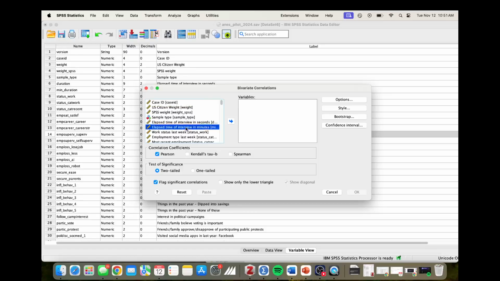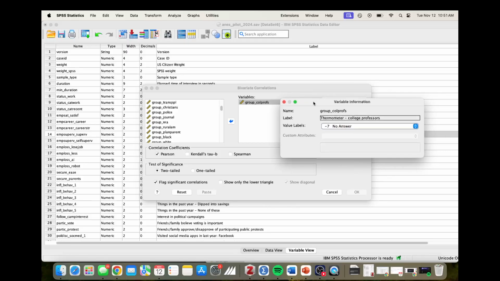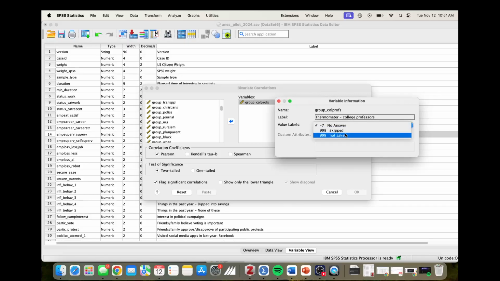So the variables that I'm going to include here are two different feeling thermometers. So I'm going to use the feeling thermometer that is associated with professors, college professors. This is a continuous variable that simply asks people to rank on a scale of 1 to 100 how they feel about college professors, with 1 being the most negative feelings and 100 being the most positive feelings.